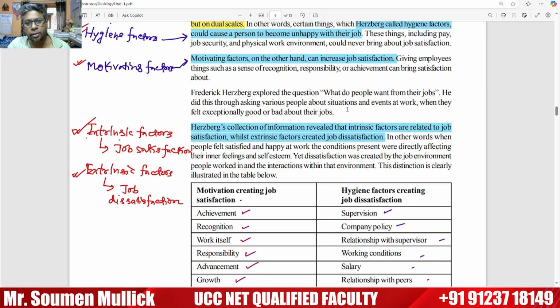Frederick Herzberg explored the question, what do people want from their job? He did this by asking various people about situations and events at work when they felt exceptionally good or bad about their job. Herzberg's collection of information revealed that intrinsic factors are related to job satisfaction. So all intrinsic factors are related to job satisfaction, and extrinsic factors, the external factors, are related to job dissatisfaction.